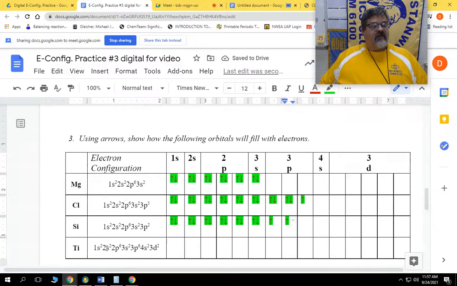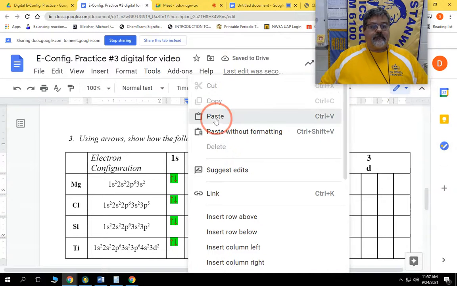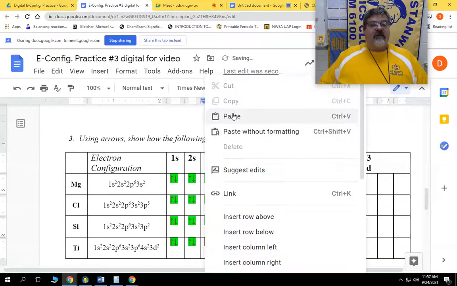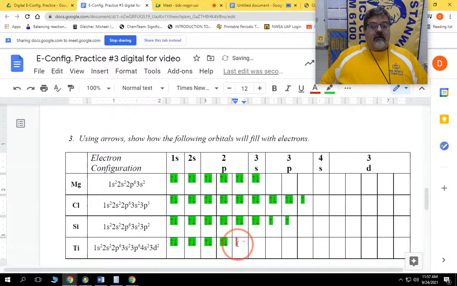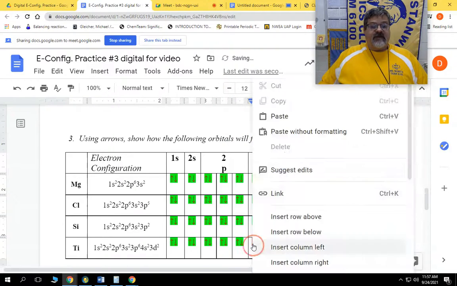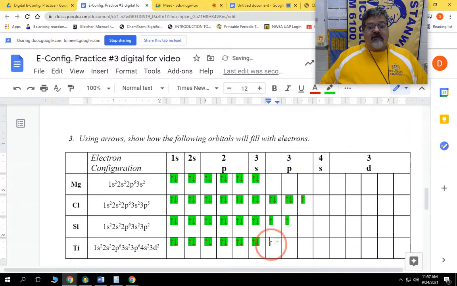Okay, let's go on to the very last one that we're going to do. Titanium ends in 3d2. So it's going to end over here. So we're going to paste all of our stuff in these ones. Now, to be honest, if you were writing by hand, filling this out, I don't think you could go much faster.